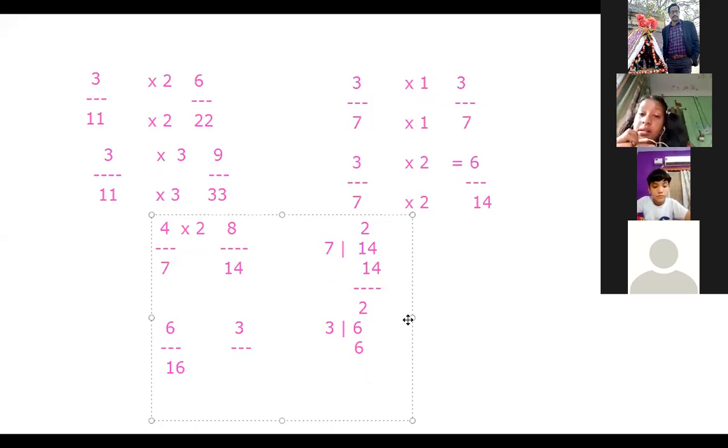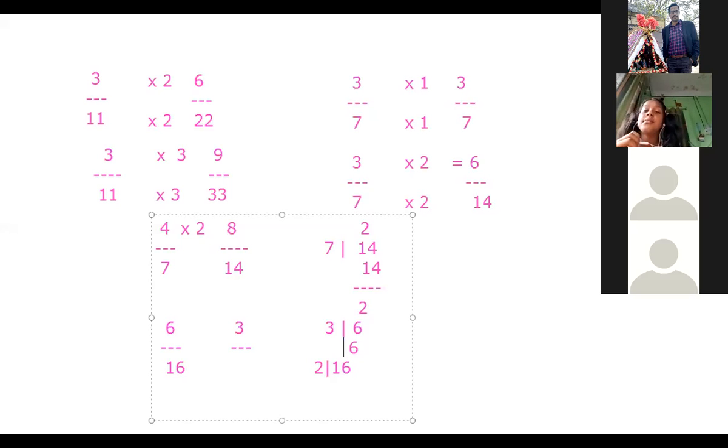In this case, as the numerator is smaller, look at this. This numerator is smaller than this numerator. In this case, it will be division. So 2 will divide whom? It will divide the 16. What is the result?